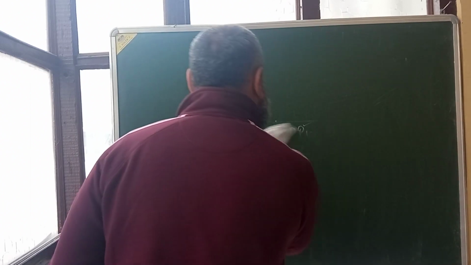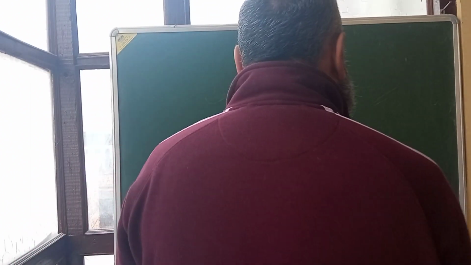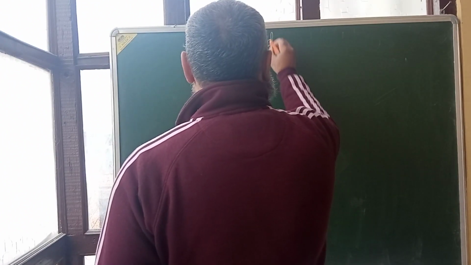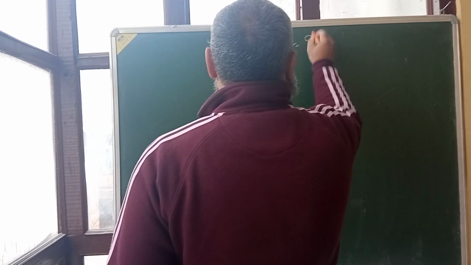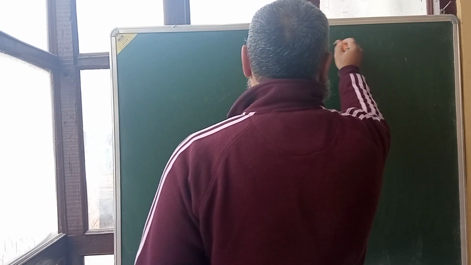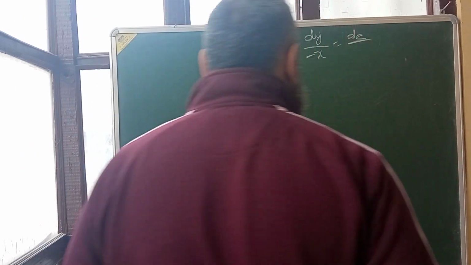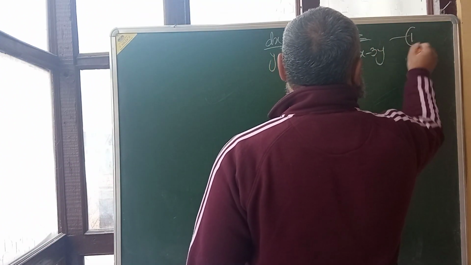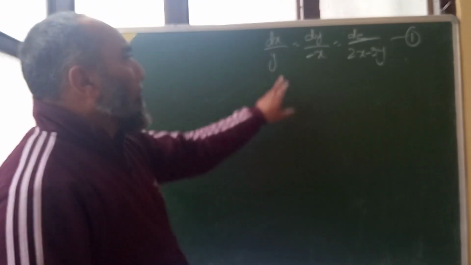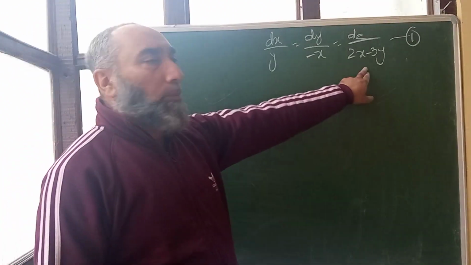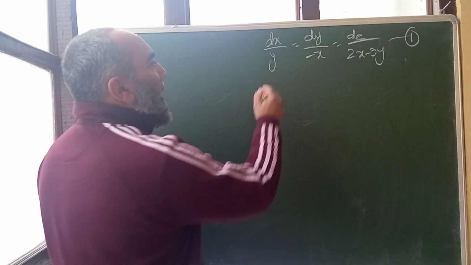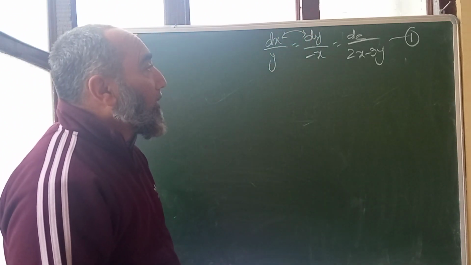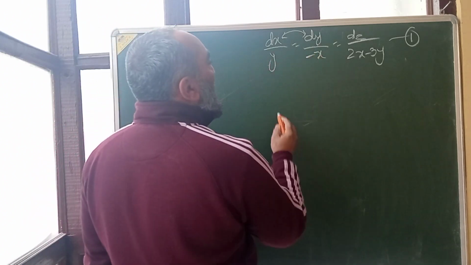See, I will take a very, very simple question. Say I have taken dx by y, dy by minus x, and dz upon 2x minus 3y. This is one. See, dx by P, dy by Q, dz by R. Now you can yourself see, I can choose the first and second fractions together. Choosing the first and second fraction together, what will I get?